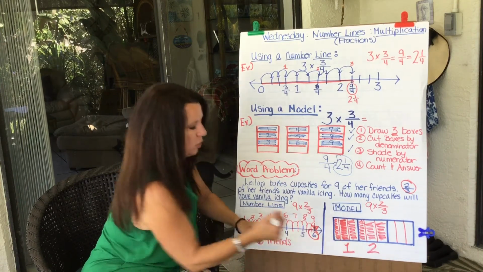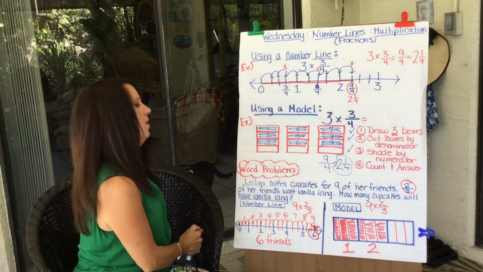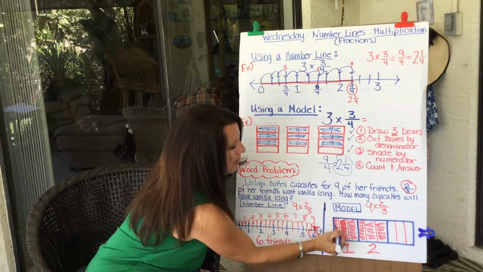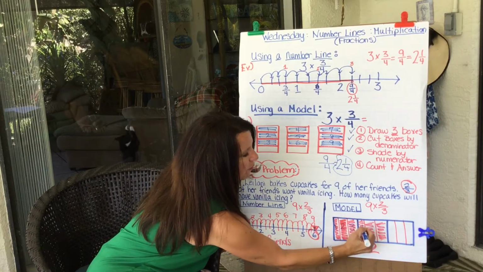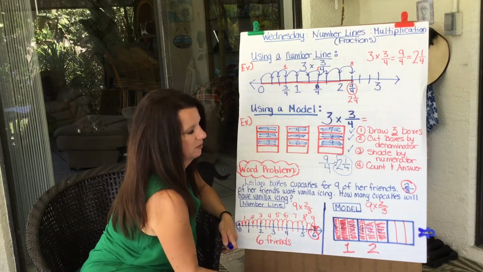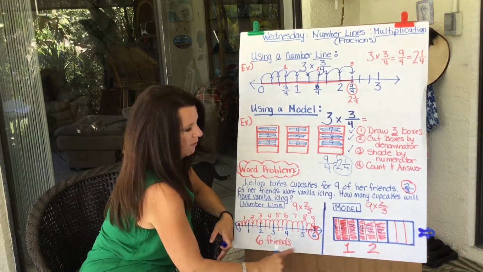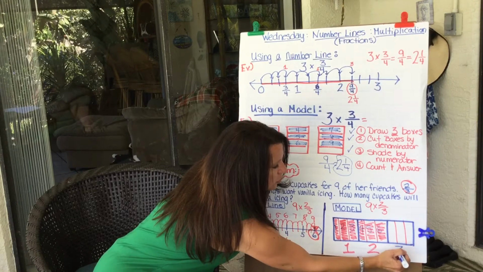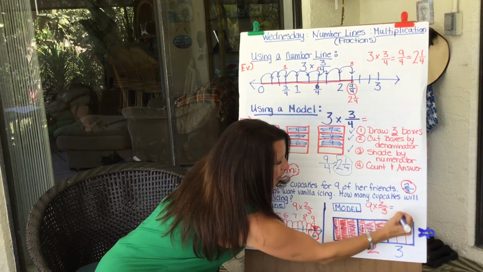All right, so how many do we have now? So what number are we left with? 1, 2, 3, 4, 5, 6. 6, just like we got over here. So the answer, again, this was your third, is 6 friends.